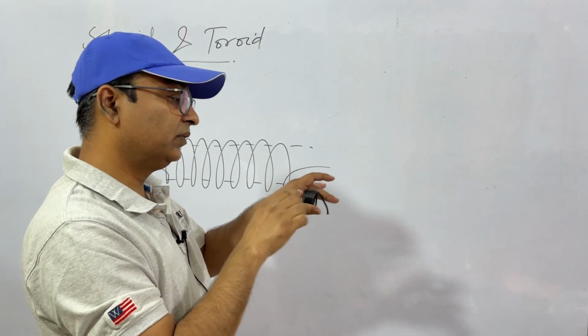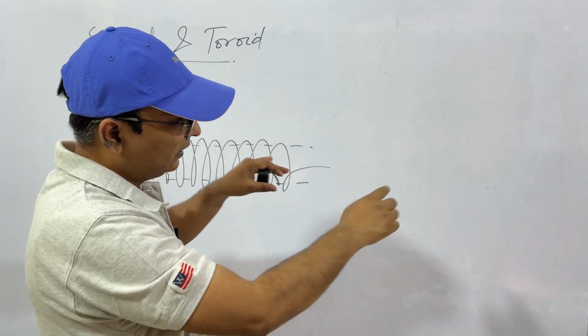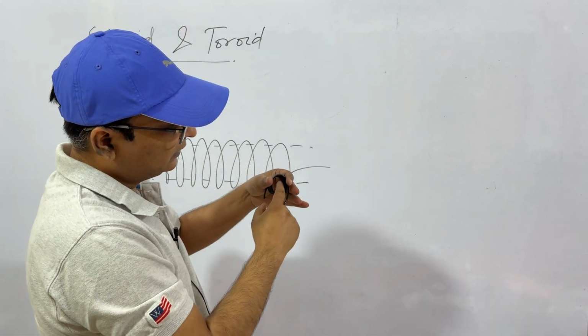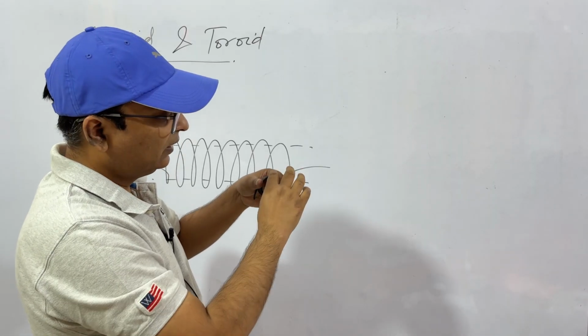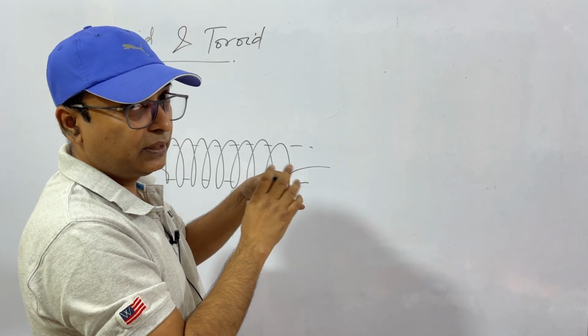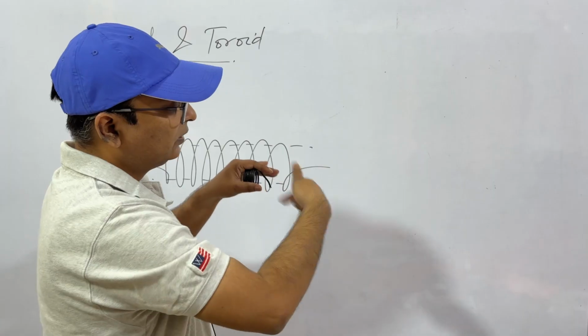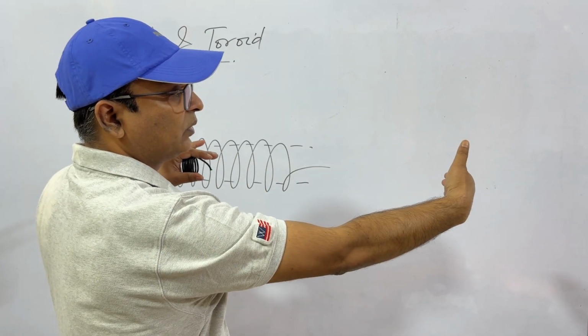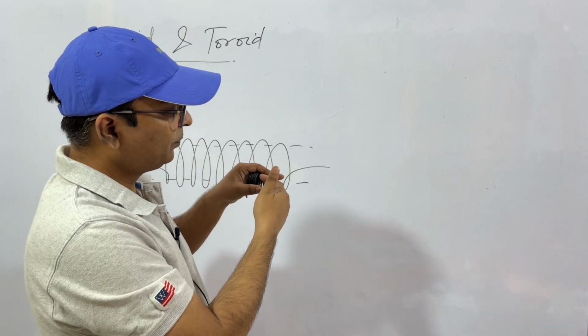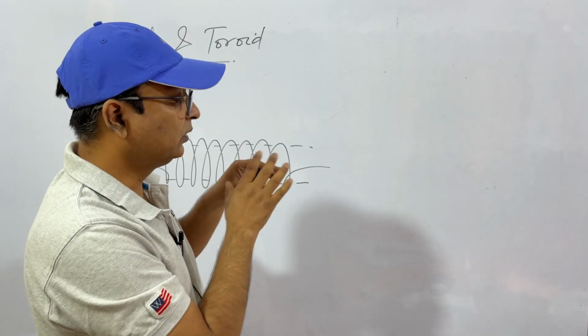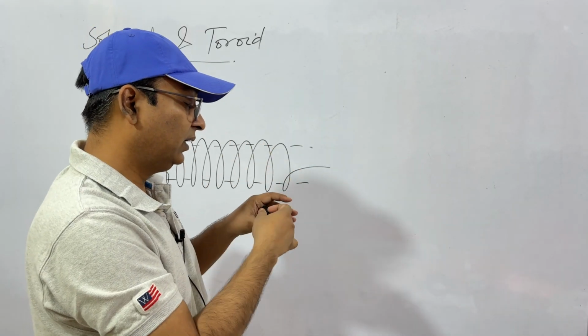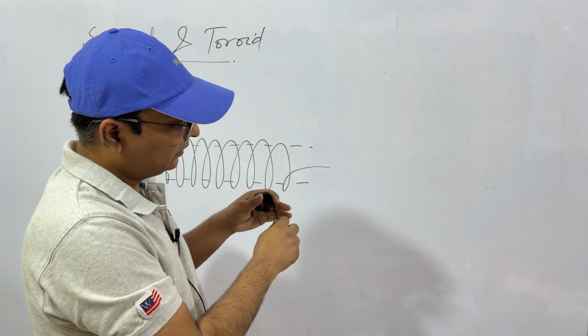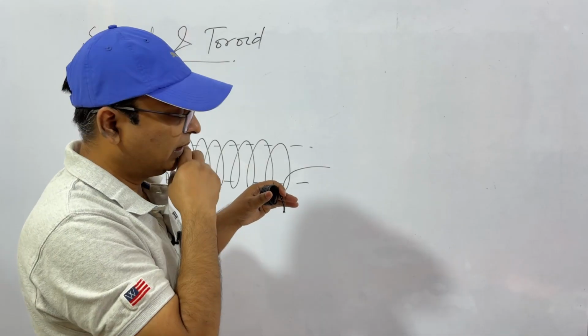The length of this solenoid, what is the length? This length. If it goes up to this, for this the radius and length are comparable. Radius is not very much less than length. But if the winding goes on like this, up to this point, then the radius will be far less than the length of the solenoid. So it is required in a solenoid that the radius is far less than the length.